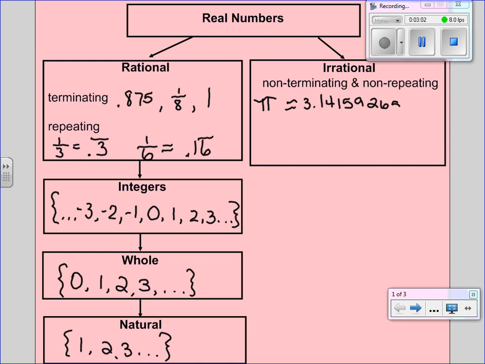the irrational case. The other type of irrational number would be square roots that do not have exact answers. So the square root of 2, the square root of 3, the square root of 7 are all examples. The square root of 9 would not be an irrational number because the square root of 9 is 3.